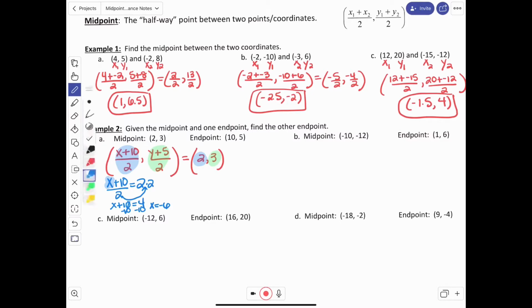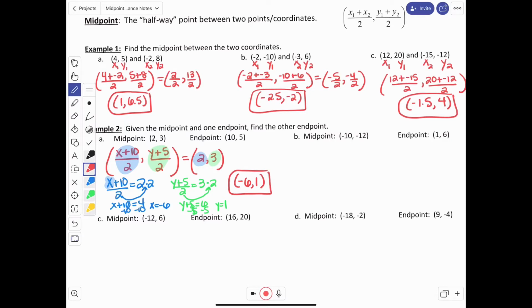And I'll do the same thing for my y's. I have y plus 5 over 2 equals 3. I'll move 2 to the other side and I'll multiply. So y plus 5 equals 6. Subtract 5. 6 minus 5 is going to be 1. So my two numbers that I get, I've got a negative 6 and a 1. Those are my coordinates. Okay?